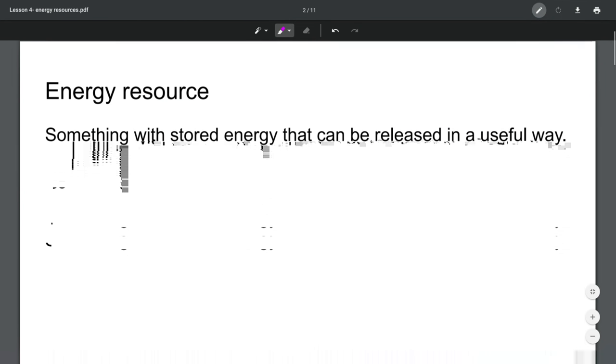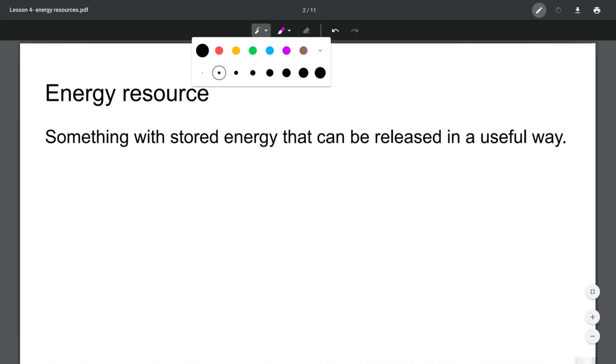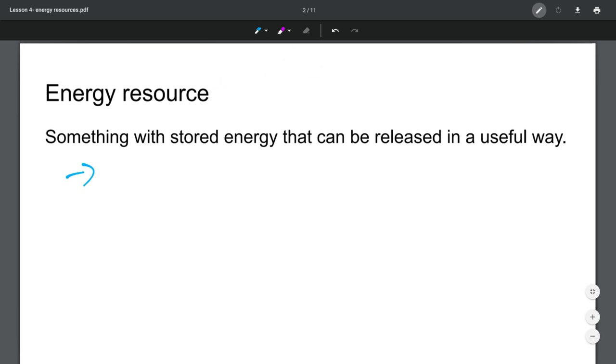Right, so what is an energy resource? It's something with stored energy that can be released in a useful way. Now, very often when we're talking about energy resources, we're actually talking about making electricity. I told you my writing was bad. Okay, now you're very familiar, I'm sure, with what electricity is. By the way, that's a C, it looks like an E, doesn't it? There you go, electricity. That's the best I can do.